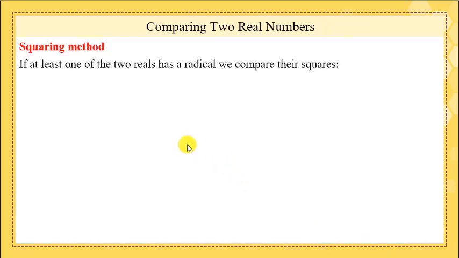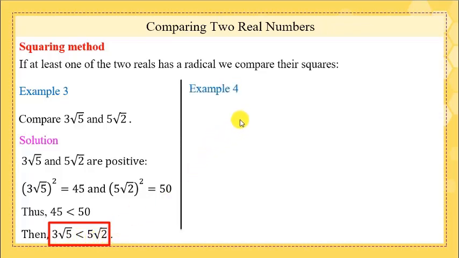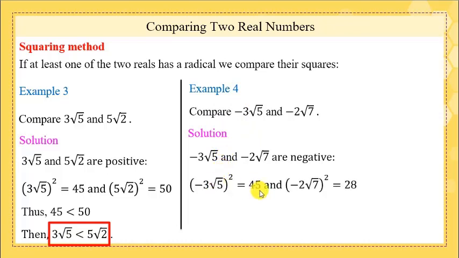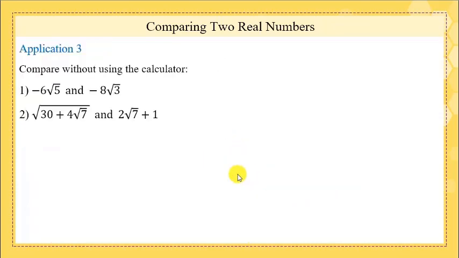Squaring method. We square the two numbers to be compared. If these numbers contain a radical, we square them, we get 45 and 50, and 45 is less than 50, therefore 3 radical 5 is less than 5 radical 2. But if these two numbers are negative, we also square them, we get 45 and 28, 45 is greater than 28, but in the last step, we reverse the order since the initial numbers are negative.